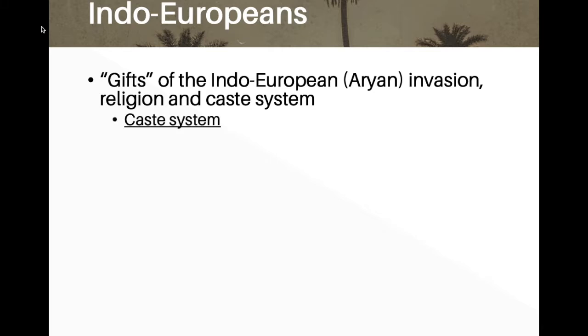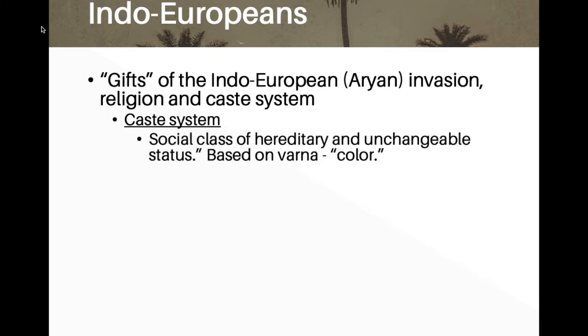So let's look at the caste system. At the beginning of it, the social class was of heredity, which makes sense, but it was unchangeable because their class system was based on Varna, which is color. So the people couldn't change their color. They were basically born into their caste, and their caste was based on color. That was the early caste system, but that changed over time to more of a structured class system based on group.